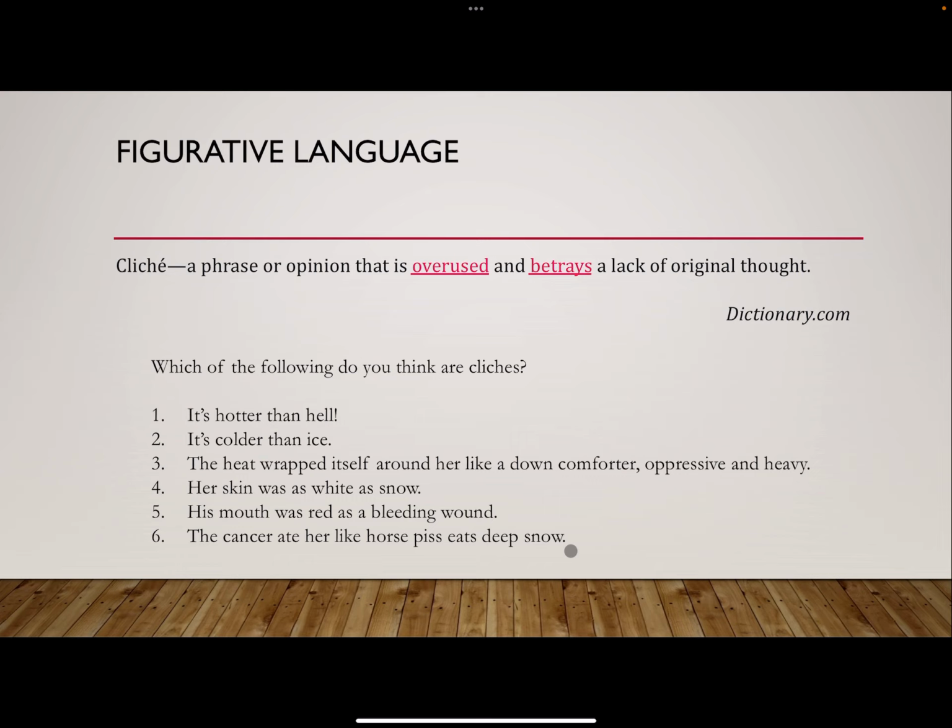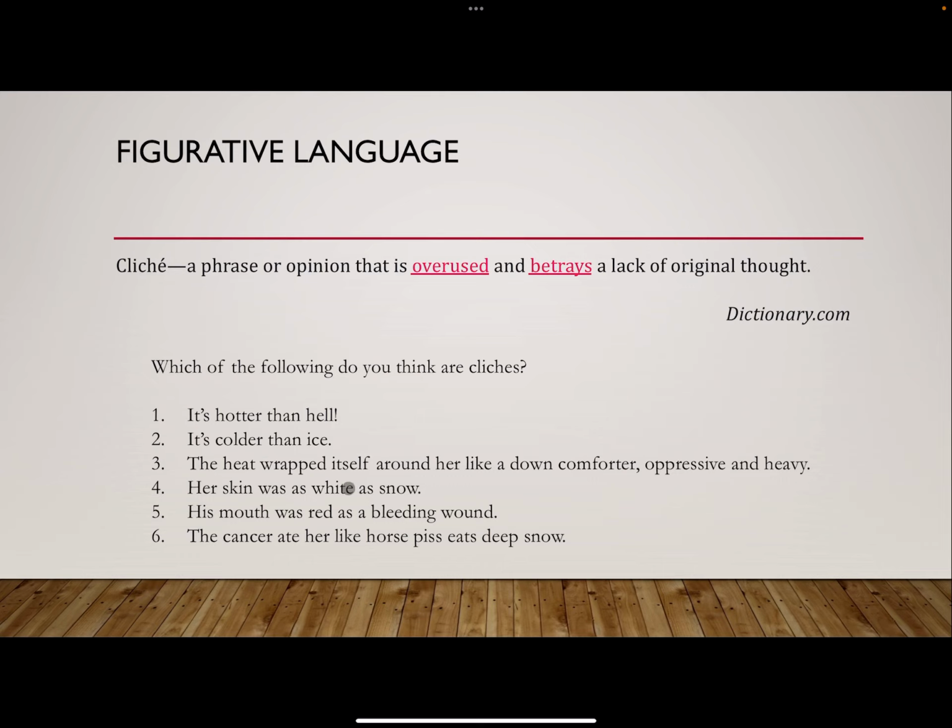And that's a real line, by the way. I took that from a poem. So pause and ask yourself, which 3 are cliches, which 3 are not? And if you guessed 1, 2, and 4 as being cliche, you would be correct.